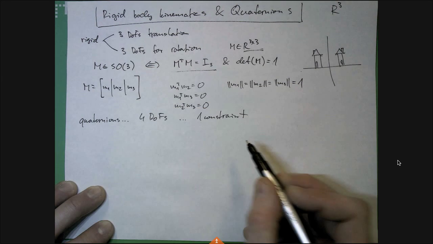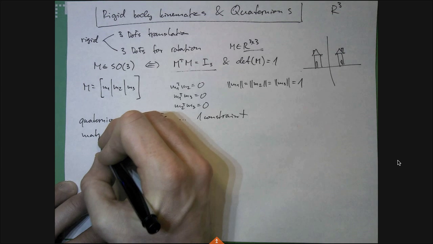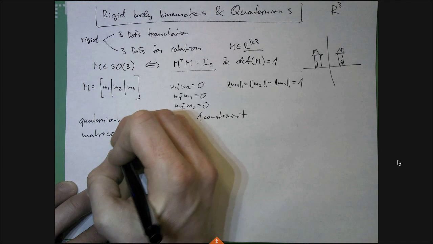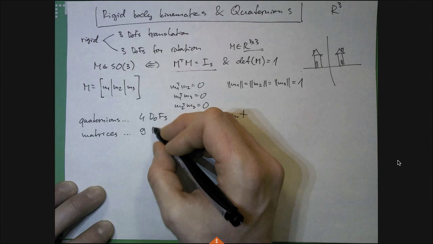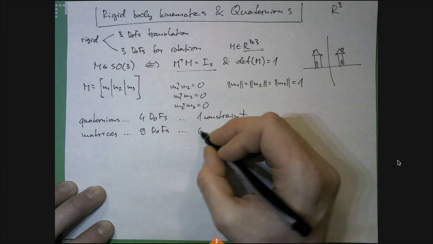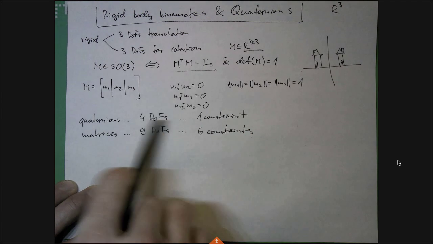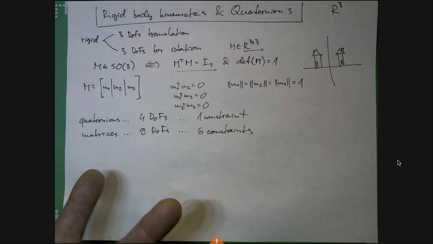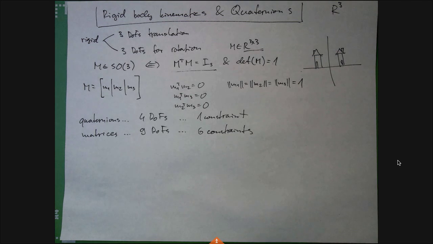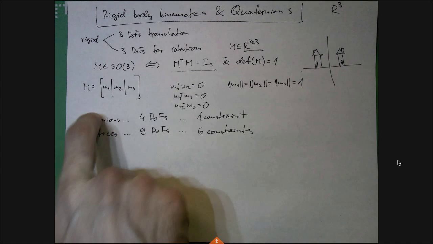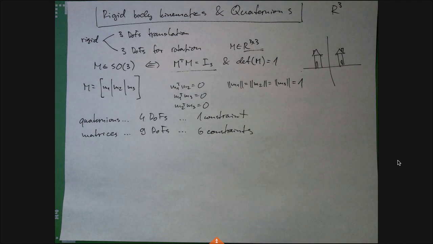Okay, so let me just put this in perspective. Matrices would have 9 degrees of freedom and 6 constraints. Quaternions have 4 degrees of freedom and 1 constraint. So already here you can quite clearly see that quaternions are a more efficient way to represent rotations. There are also some other differences between quaternions and matrices, which we'll get to in a minute. You've probably all heard about quaternions a little bit, right?